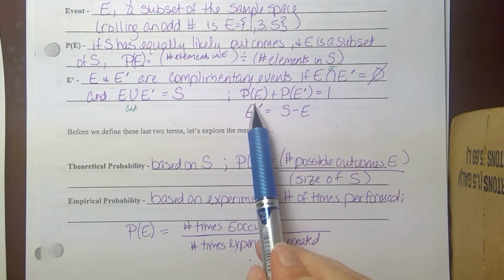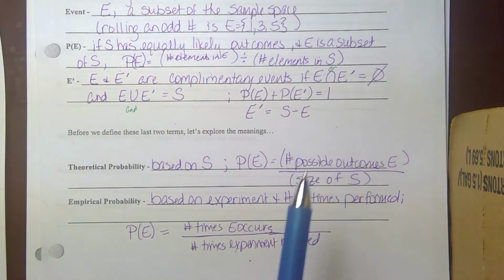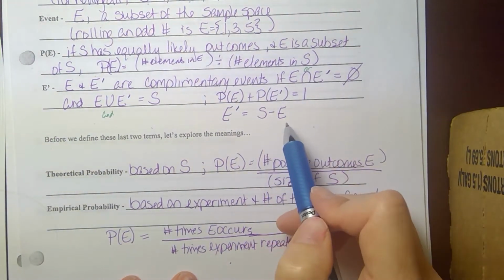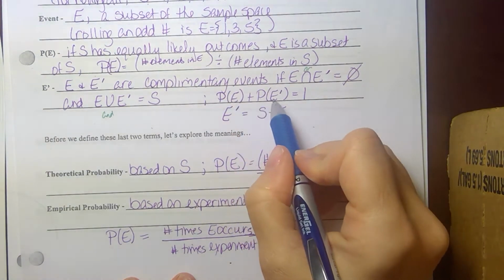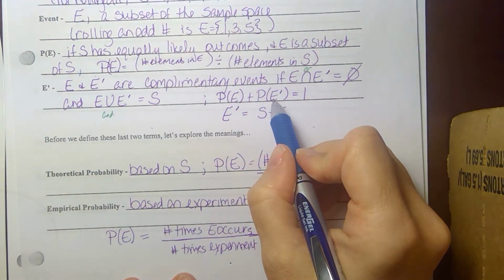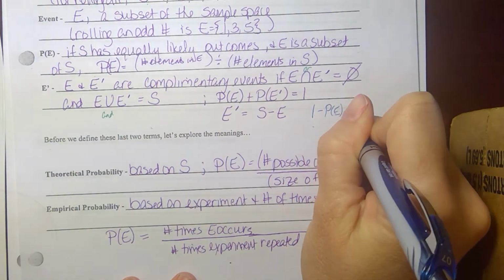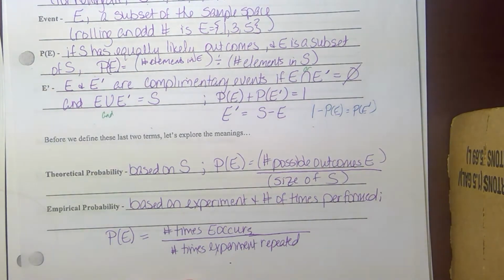Okay, the probability of the event plus the probability of its complement is always going to include everything, so that's 1. Which means that if I turn this around and I know the probability of the event, but what I need is the probability of the complement, I could just do 1 minus the probability of the event, and that gives me the probability of the complement.